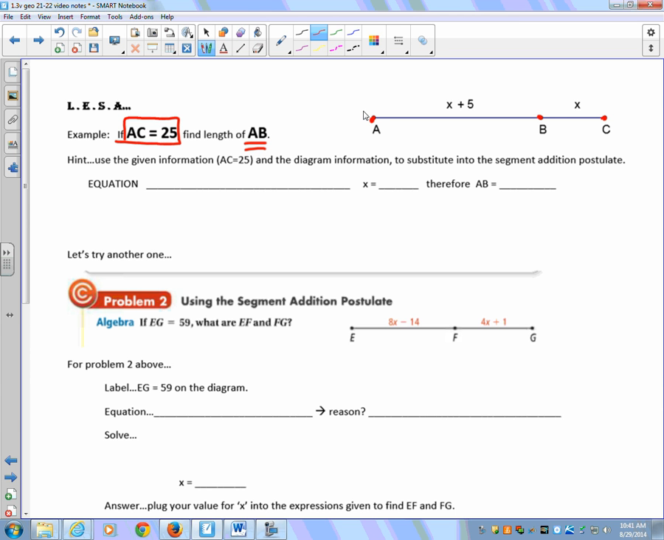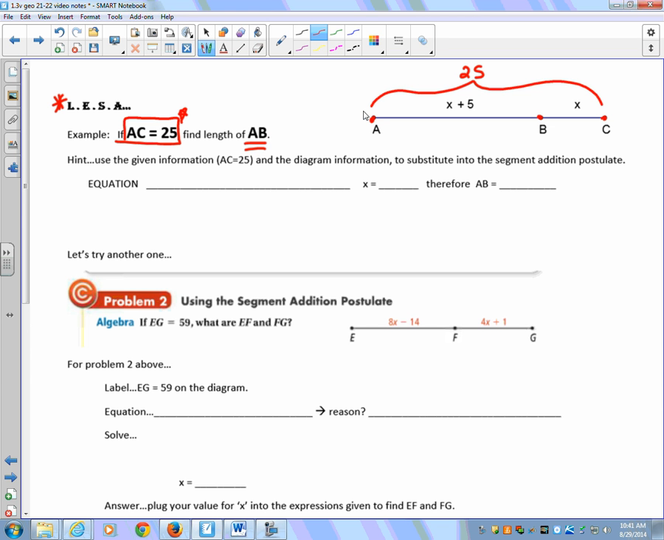So, use the given information and the diagram and label. Well, AB's already labeled, BC's already labeled, but this piece of information needs to be put on the diagram. So this whole length from A to C is 25. Now our diagram tells us the whole story.